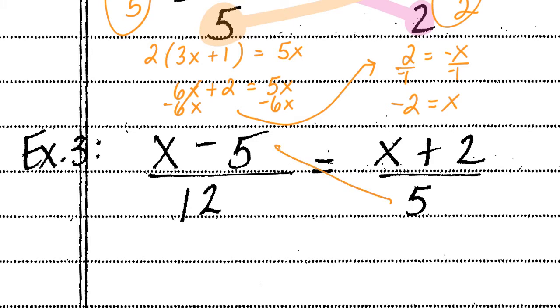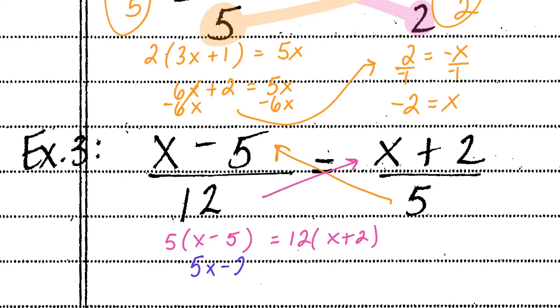We're going to multiply 5 times x minus 5, don't forget to distribute, is equal to 12 times x plus 2. When I distribute, I get 5x minus 25 is equal to 12x plus 24. I'm going to keep these positive. When I subtract, I guess that didn't really work.